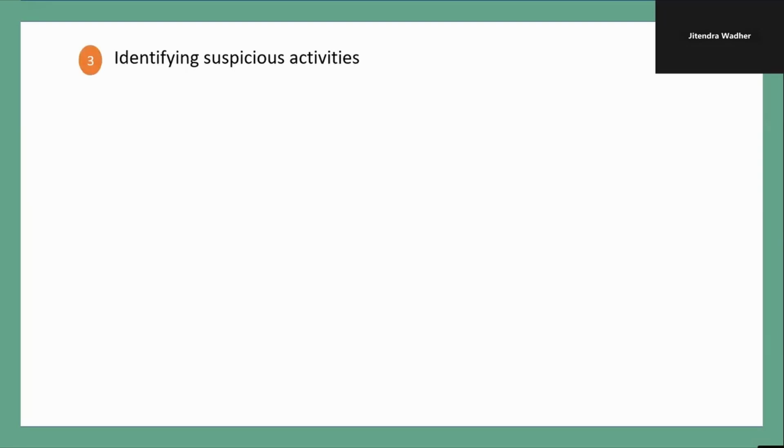Third is identifying suspicious activities. It will try to identify the presence of a keylogger, a screen sharing app running in the background, or malicious software which is hijacking your clipboard. So what is the clipboard? Basically, it is what we use when we copy and paste.